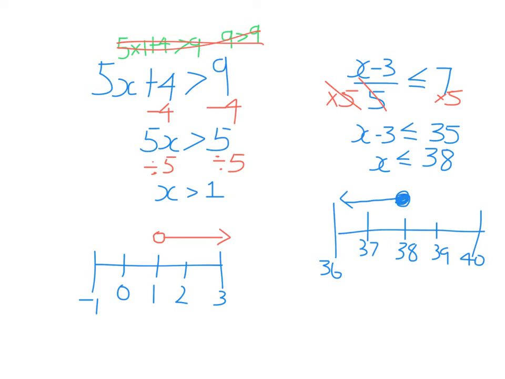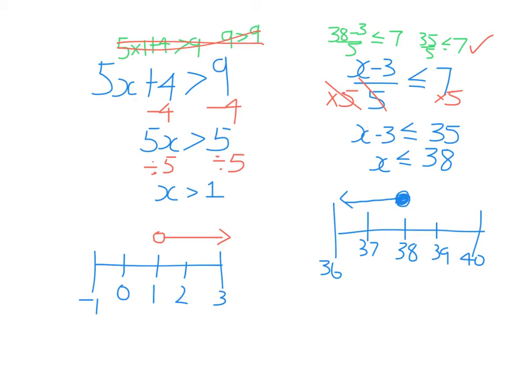You see, this time if I substitute x equals 38, I get a true statement. If I substitute x equals 38 up here, I get 38 minus 3 over 5 is less than or equal to 7. 38 minus 3 is 35. So I'm really saying here 35 over 5 is less than or equal to 7. This is actually a true statement because 7 is less than or equal to 7. 7 is equal to 7. That's why I included it here.